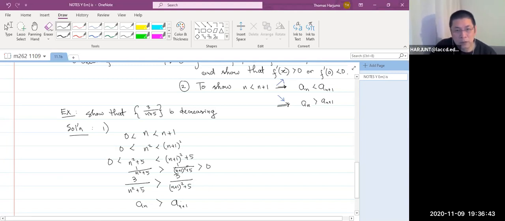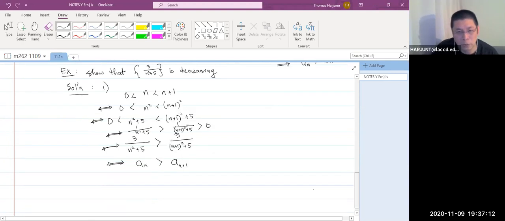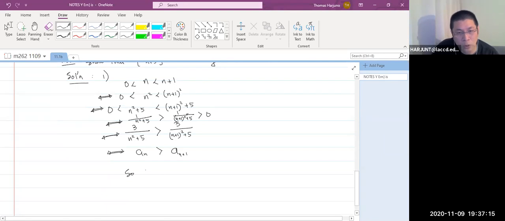Now, then multiply by 3 on both sides. I get the nth term and n plus first term. So you need to carry from the original n is less than n plus 1, implies this, implies this, implies this, implies this, implies this, and therefore you claim a sub n is decreasing.